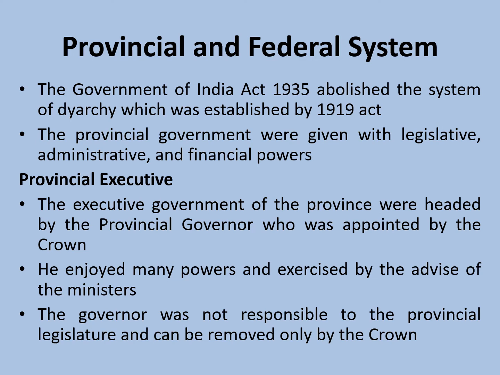And the provincial governments in India were given autonomous status, where they enjoyed legislative, administrative and financial power. The executive government of the province would be headed by a provincial governor who would be appointed by the Crown, and he enjoyed many powers. He was not responsible to the provincial legislature and could only be removed by the Crown. If you look at this position, we can relate it to the present governors of the states, but this guaranteed more powers to the provinces at that time in 1935.